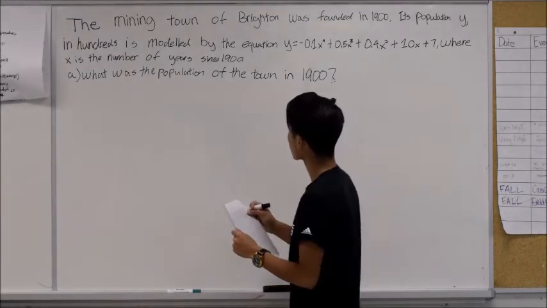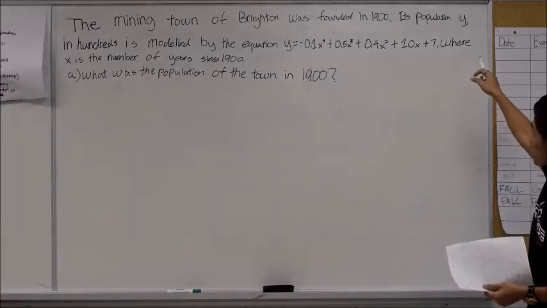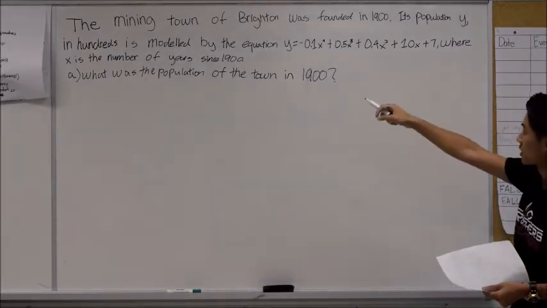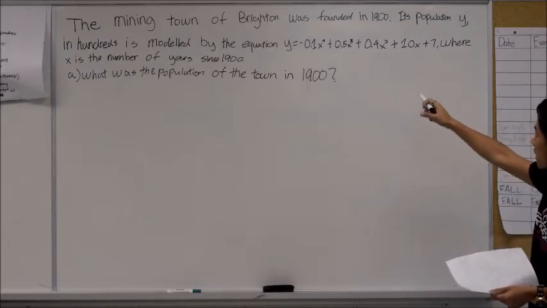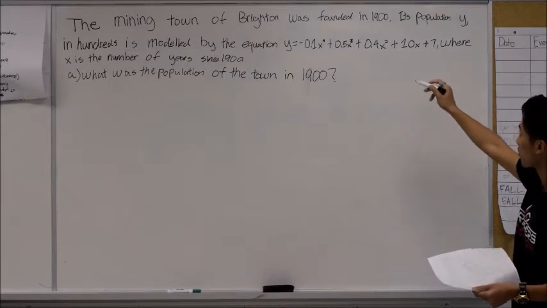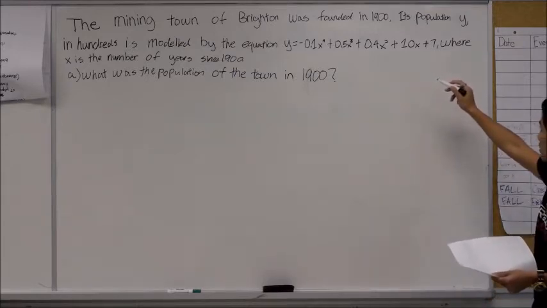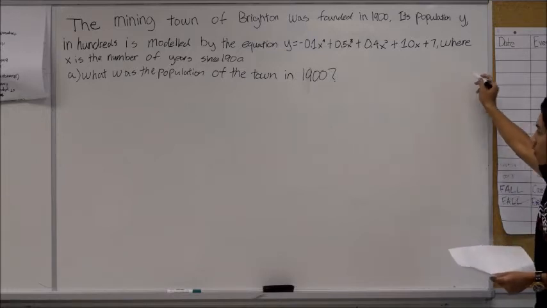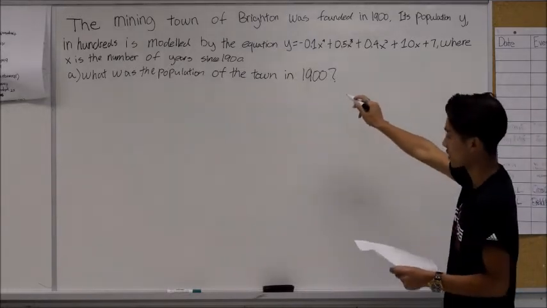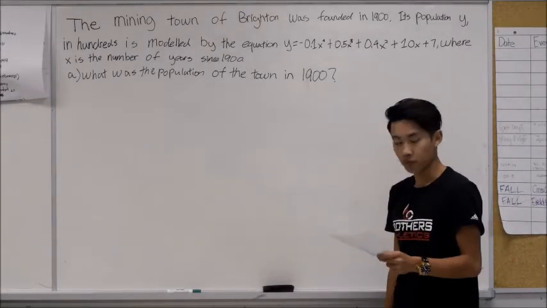Let's go straight into the Nelson grade 12 advanced function textbook, question 13 on page 138. The question asks: the mining town of Brighton was founded in 1900. Its population y in hundreds is modeled by the equation y equals negative 0.1x to the power of 4 plus 0.5x to the power of 3 plus 0.4x squared plus 10x plus 7, where x is the number of years since 1900. So what is a polynomial function?